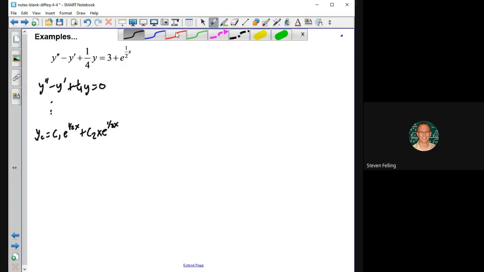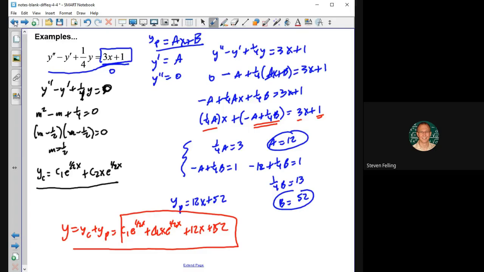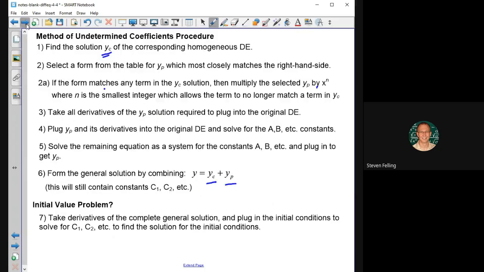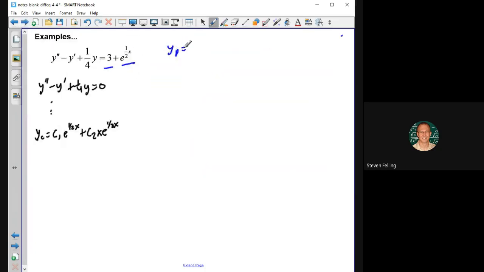But now we're going to postulate a new yp over here. Okay, and this one has two terms. And we're going to have to use the table for each one of them. So let's first look at the constant term. Right, the constant term, it says if you have one or any constant, then the particular solution yp will be just a constant a. Okay, so if I were to replace for this one, I'm going to include an a, right?